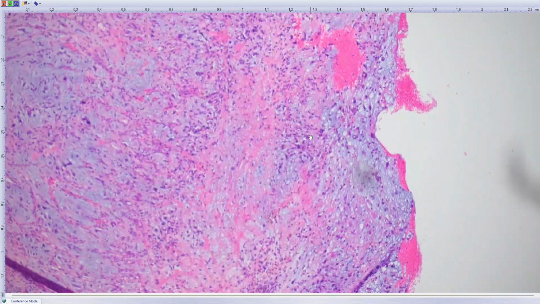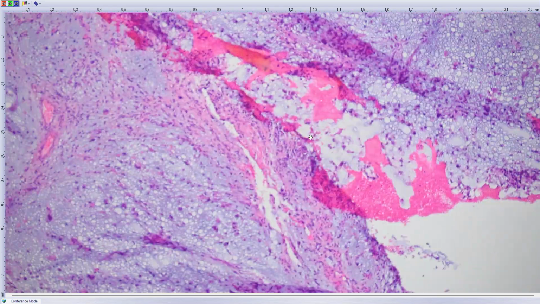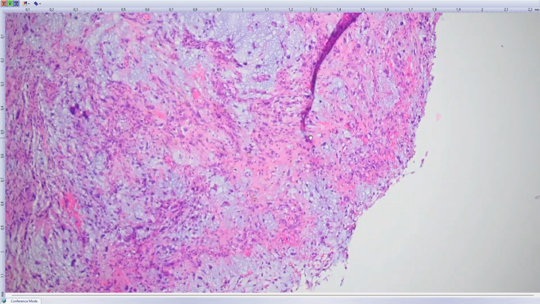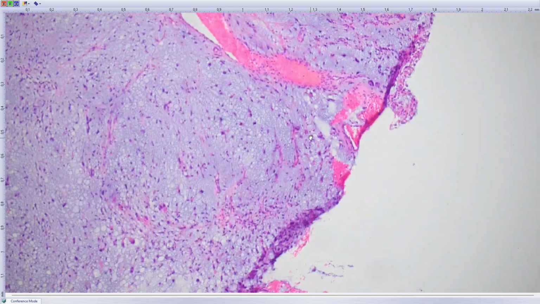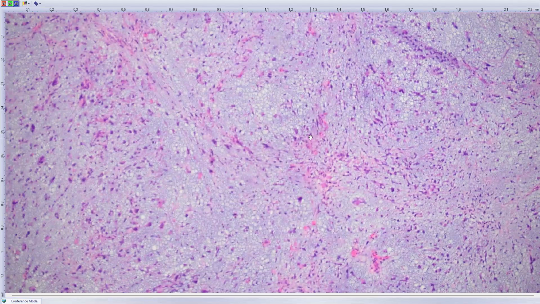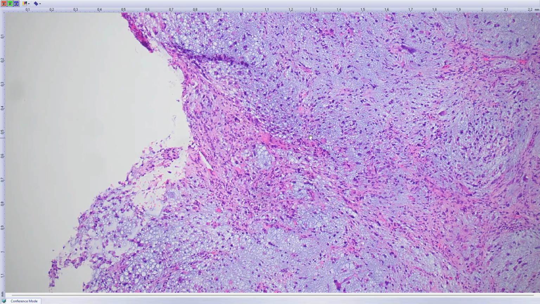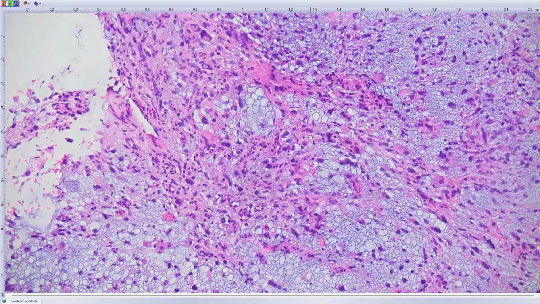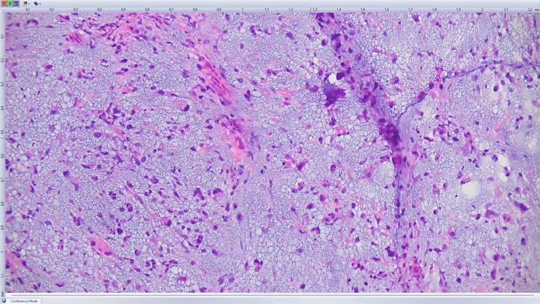So with this morphology, you can, of course, think about myxofibrosarcoma. That was one of my considerations. But with this cytology of the neoplastic cells, I was more inclined to call this myxoinflammatory fibroblastic sarcoma. Grade? No, conventional grade. Yes.